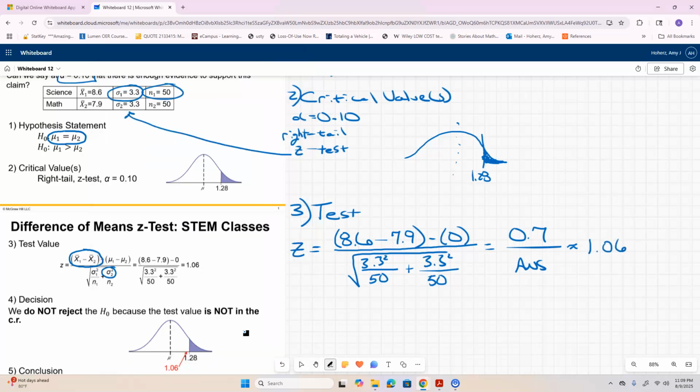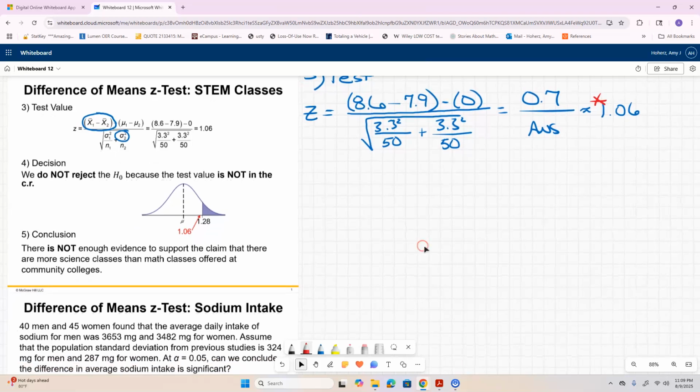So how does that compare? What's our decision going to be? Well, 1.06 is below 1.28. So it's in the clear, it's not in the shaded region, the rejection region, not in the dark. And so we are going to not reject, because we're not in the critical region. Do not reject because we are not in the critical region. 1.06 is below the necessary 1.28.